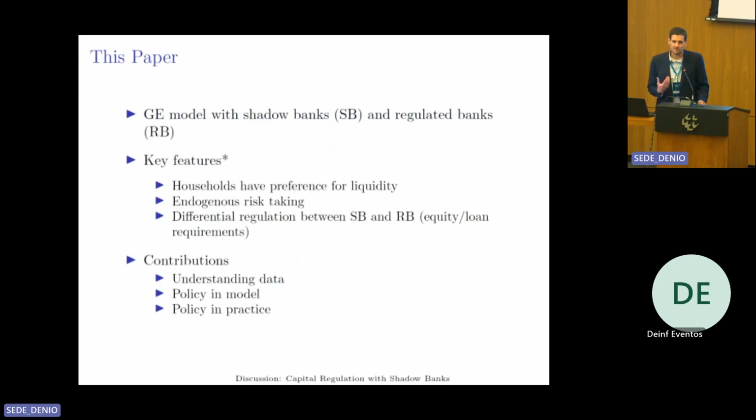And so I'm going to discuss the paper, and I'm going to throw in some comments in here and a few more comments at the end too. What this is, you have this general equilibrium model, and you include shadow banks and regulated banks, of course, with households and governments. These are the key features that I'm going to talk about, marked with asterisks. Households have a preference for holding liquidity. There's endogenous risk taking, and there's differential regulation between shadow banks and regulated banks. And so the contributions, I would say, are threefold.